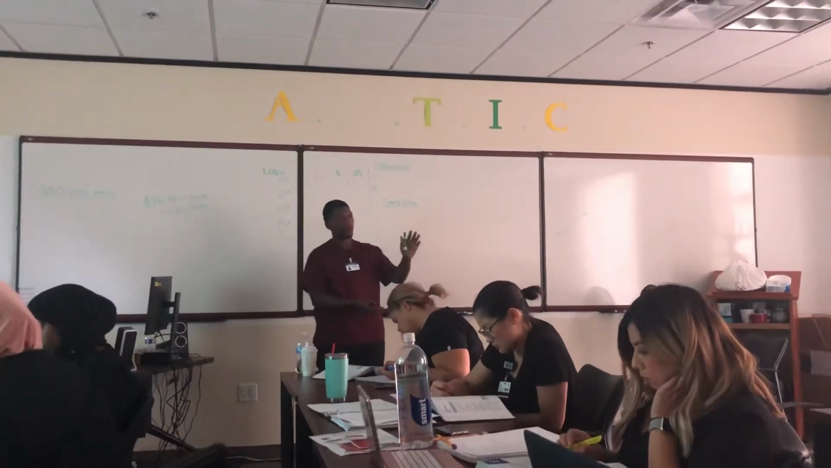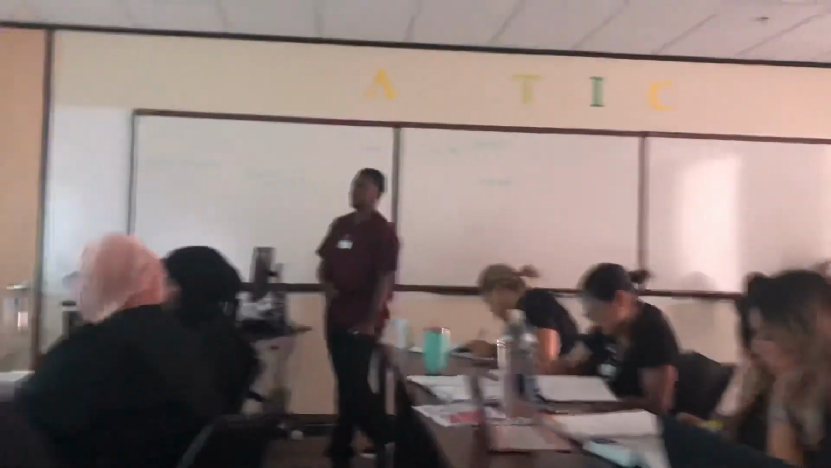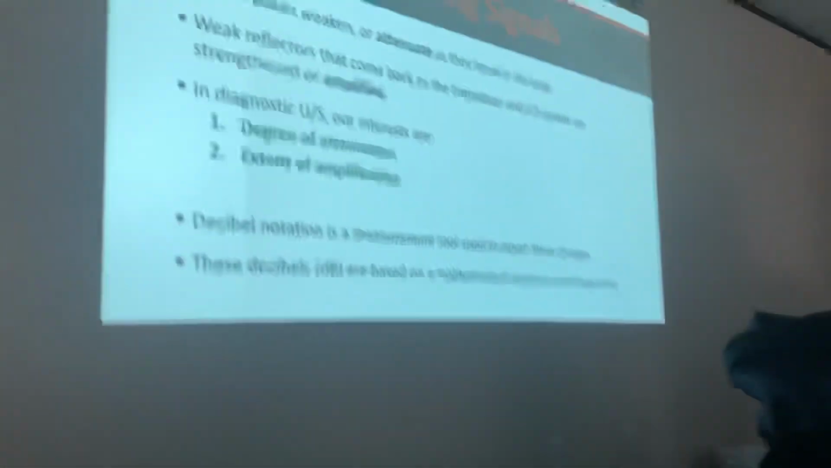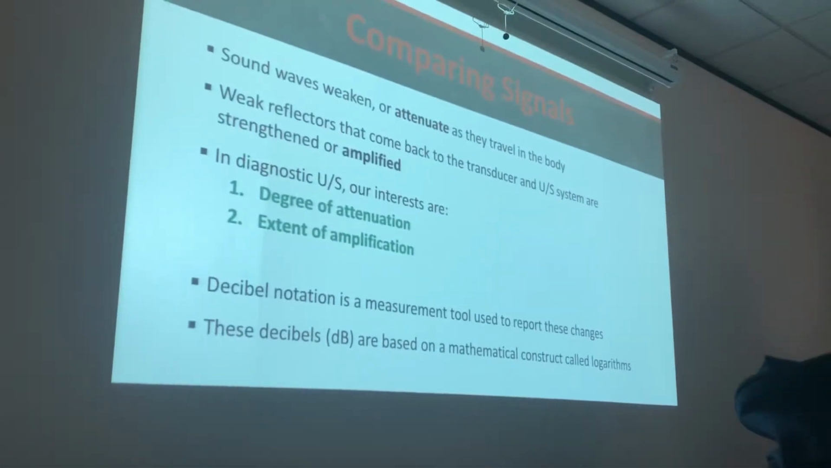Okay. That's just an example. When you get to talking about artifacts, you're going to come back and be like, aha, I know what you're talking about. All right? So as sound waves propagate, they also change direction. Sound waves weaken or attenuate as they travel in the body. Guys, remember, when we're talking about attenuation, we're just talking about weakening of the sound. Okay? Weakening of the sound intensity. All right? Weak reflectors that come back to the transducer and ultrasound system are strengthened or amplified. Okay? That happens automatically, but we also have the power to strengthen and amplify our signals. I'll show you on the next slide.